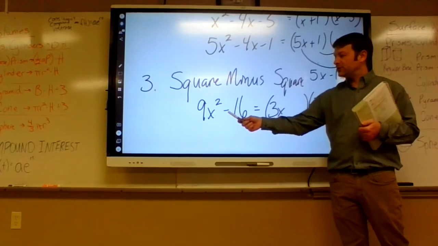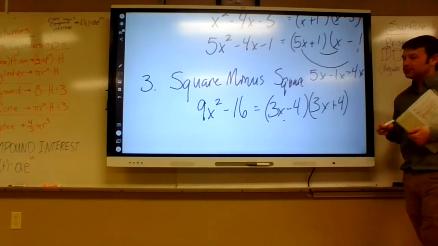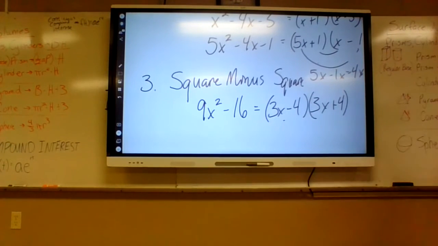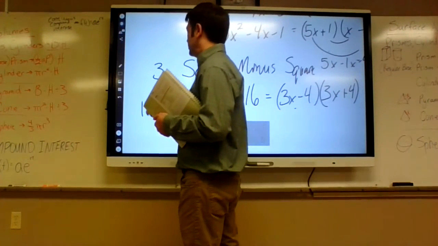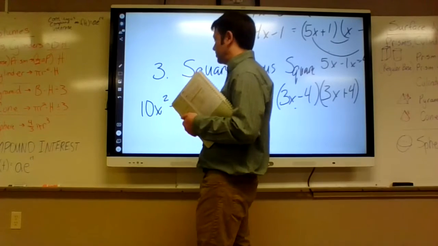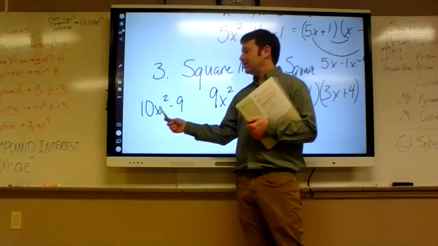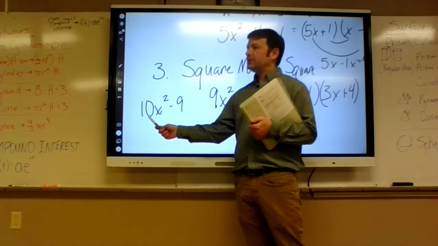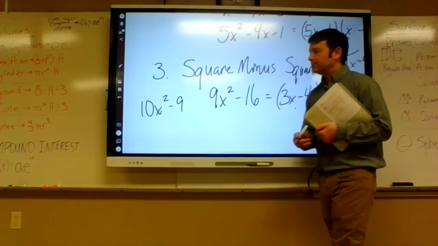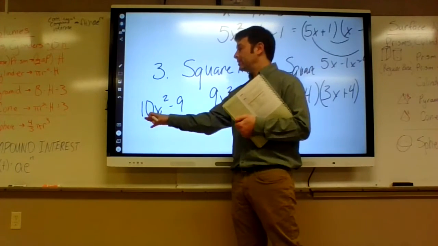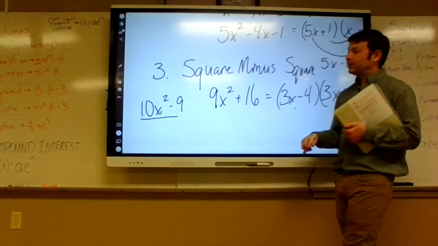Minus 4 and plus 4, what goes into negative 16? Negative 4 and positive 4, and then that's it. It only works if it's a square minus a square. So if I do something random like 10x squared minus 9, is that a square minus a square? No, because nothing nice times itself equals 10. So this actually doesn't factor at all. There's nothing you can do with this. Or if you put a plus right there, that doesn't factor at all. It's got to be a minus.